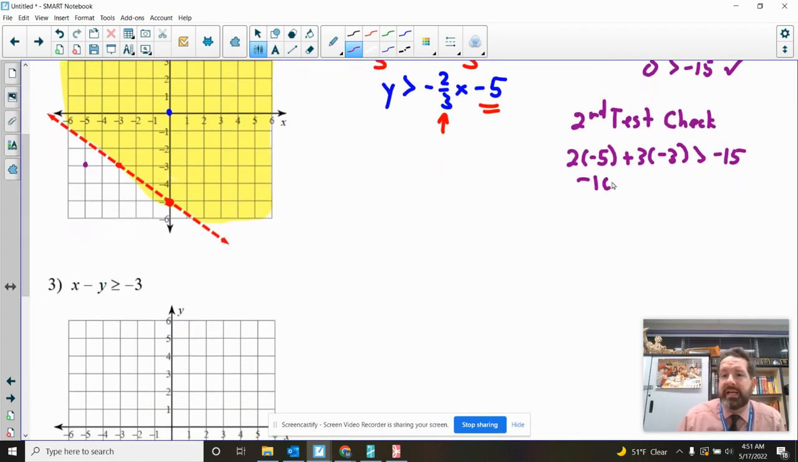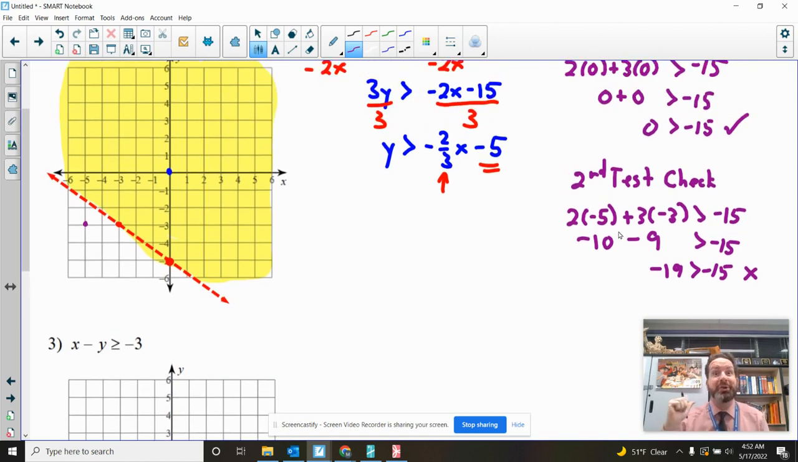This would be negative 10 minus, oops, I did 3 times 3, and it should be 9, of course. So negative 10 minus 9, that's negative 19. Is negative 19 greater than negative 15? It is not. So this is a false statement, but that's good. That's what we wanted to happen. A point from the shaded region should make the inequality true. A point from the unshaded region should make the inequality false.